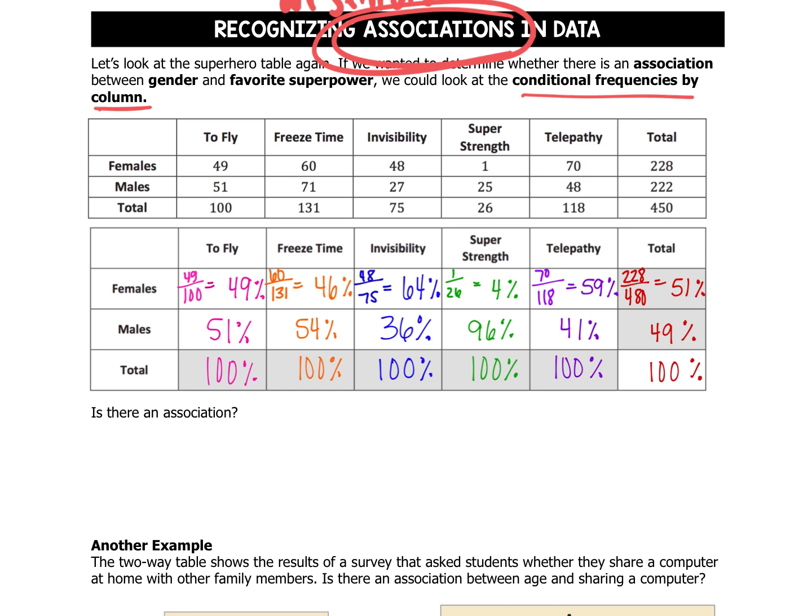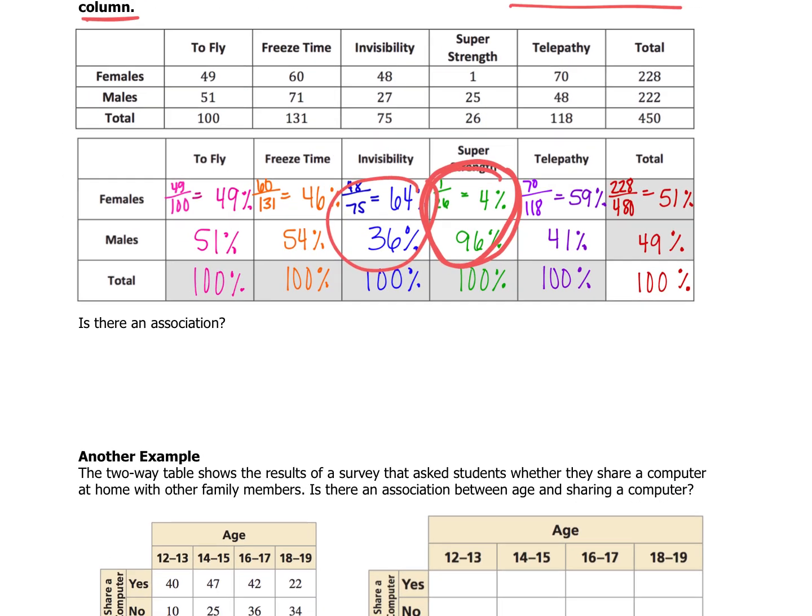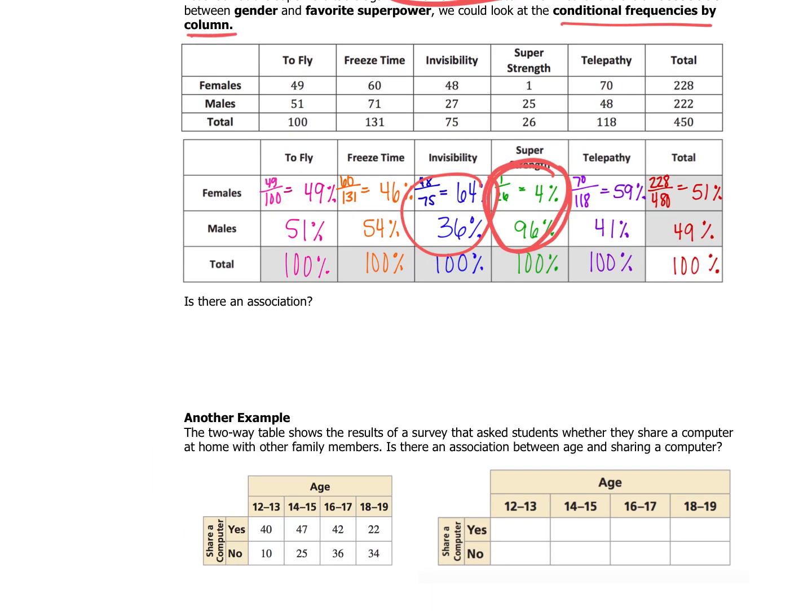So for example, super strength, the numbers are way different from each other. 4 and 96, those are really far apart. So that indicates that your gender does somewhat determine if you would want to have super strength. So you would just make a comment about that. Let's see here. This one's kind of off too. Females much prefer invisibility to males. They have a much higher number.